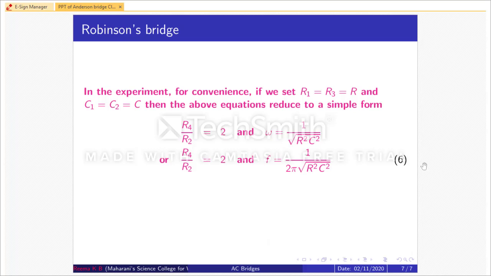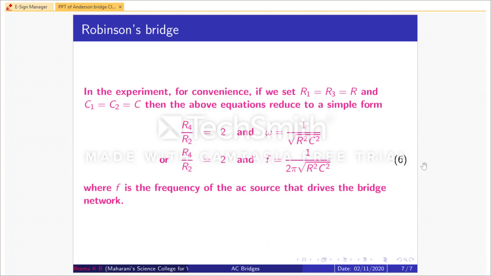In the experiment, for convenience, if we set R1 is equal to R3 is equal to R and C1 is equal to C2 is equal to C, then the above equation reduces to a simple form. R4 by R2 is equal to 2 and omega is equal to 1 divided by square root of R square C square. Or R4 by R2 is equal to 2 and frequency F is equal to 1 by 2 pi times square root of R square into C square, where F is the frequency of the AC source that drives the bridge network. Thank you.